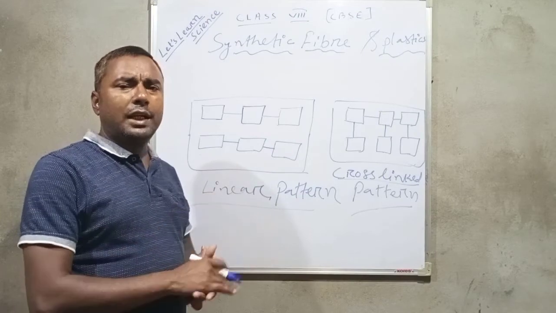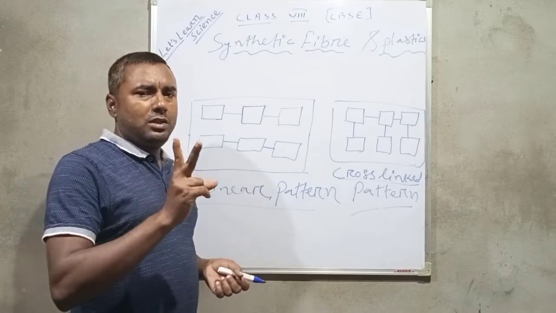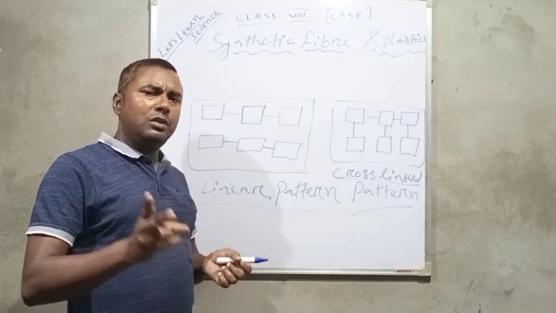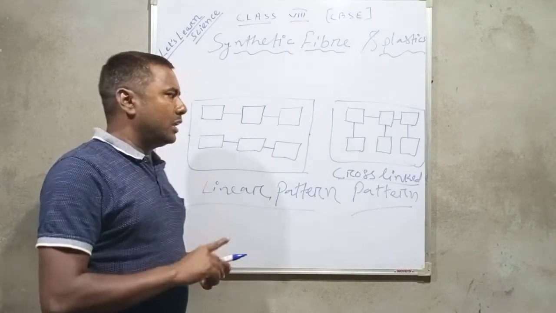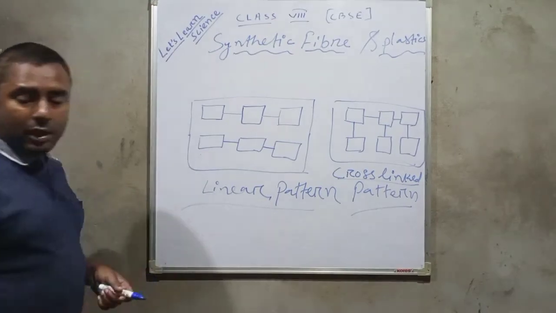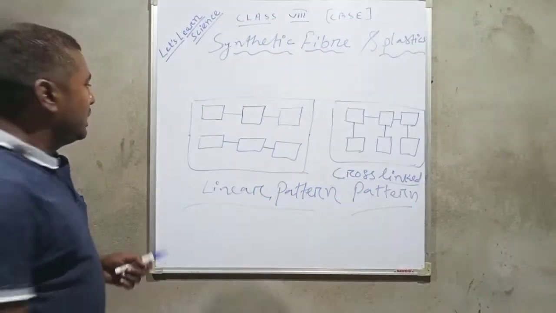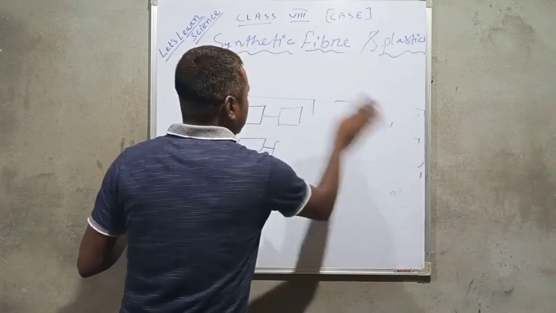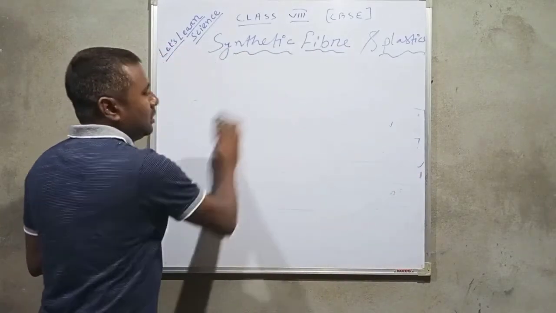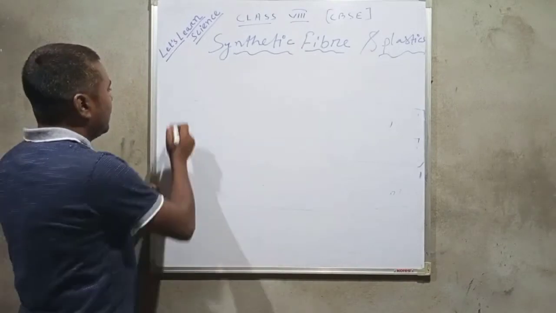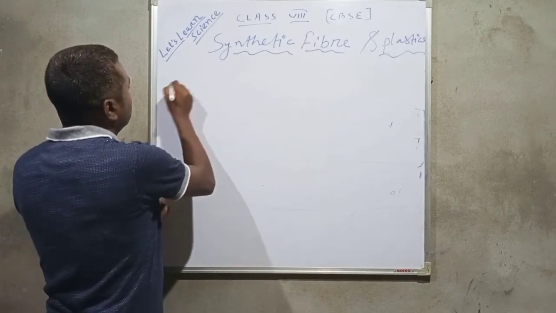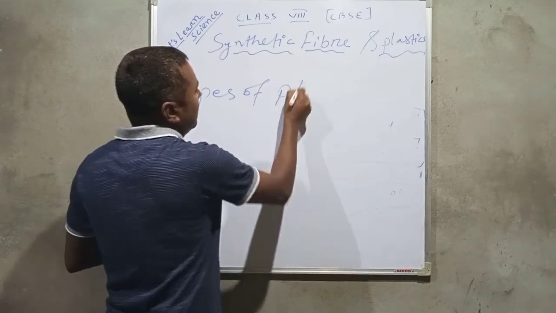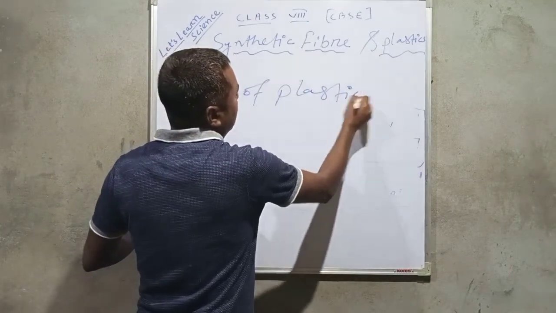So on the basis of the pattern, or on the basis of the form in which they are found, they have been basically categorized into two categories. How many categories? Plastic has been divided into two categories. Let us see what are those categories of plastic. Understood? Types of plastics.